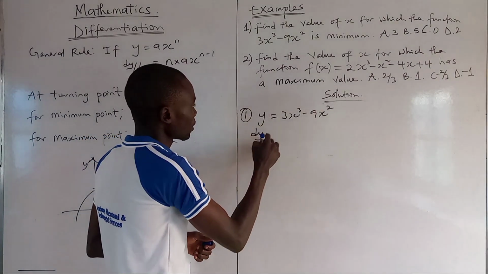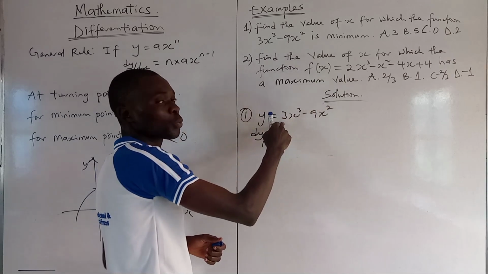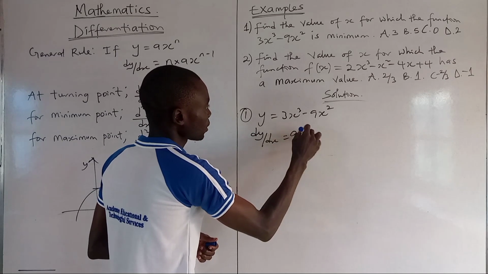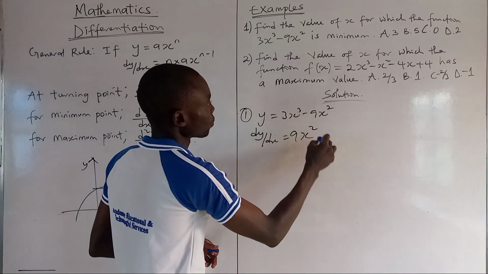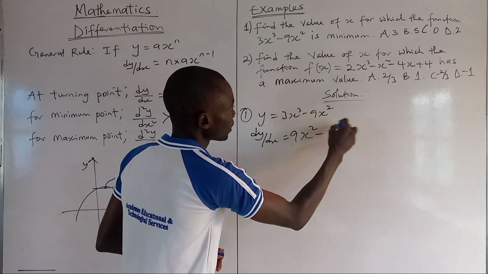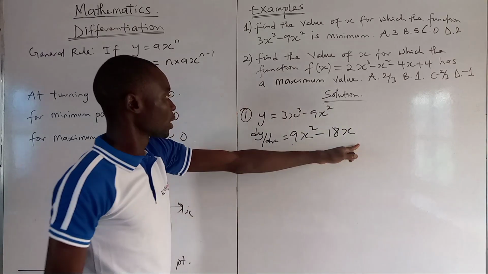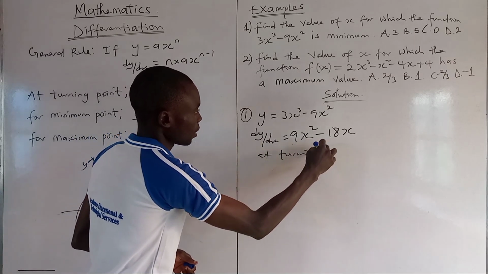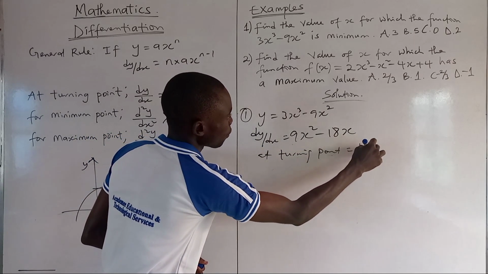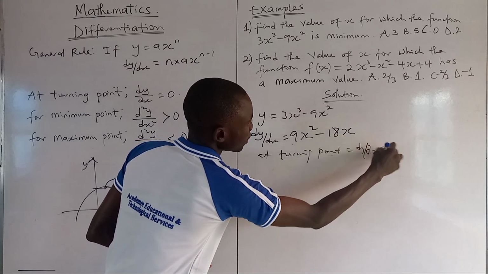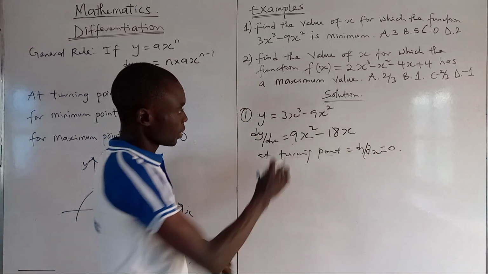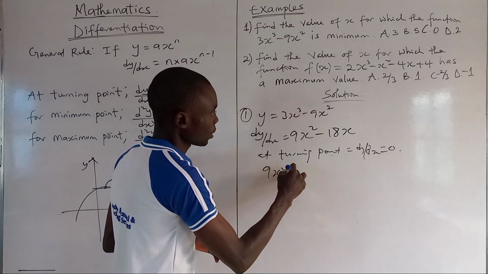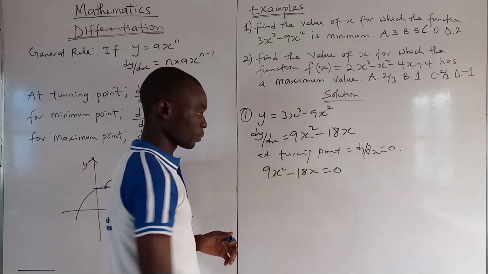Now take the differential, dy/dx equals the power times the coefficient now. So that is 3 times 3 will give us 9. From the power minus 1, that is 2. Minus, same thing then, we have 18x. Doing this now, we said at turning point, dy/dx is equal to 0. Hence, this very given function that we get now, we equate it to 0. 9x squared minus 18x is equal to 0.